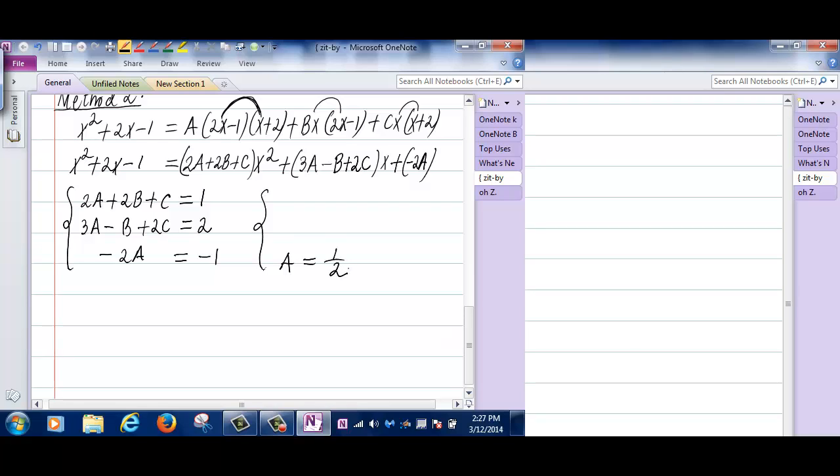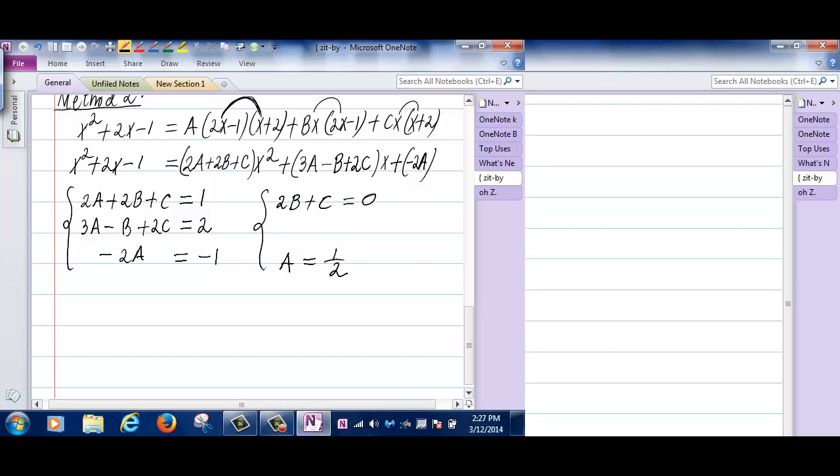A is half. Now what I'm going to do is plug in the value of A in the first two equations, okay? Now, if you plug in the value of A in the first equation, what do you get? You get 1 plus 2B plus C equals 1, right? And then the 1's cancel out. So I am actually going to get what? 2B plus C equals 0.